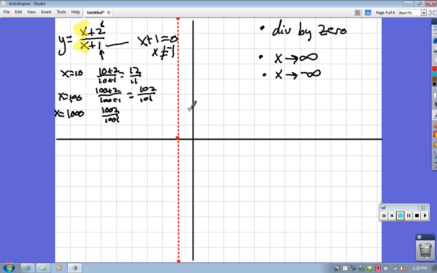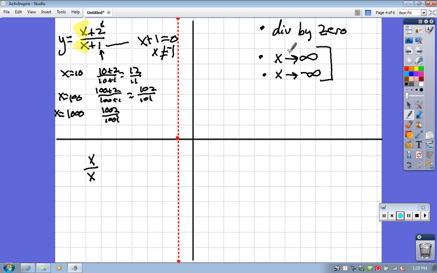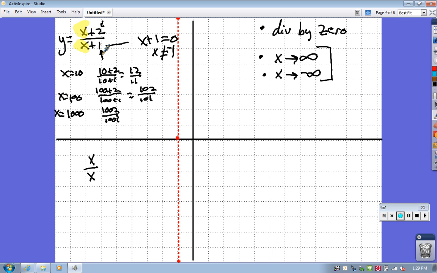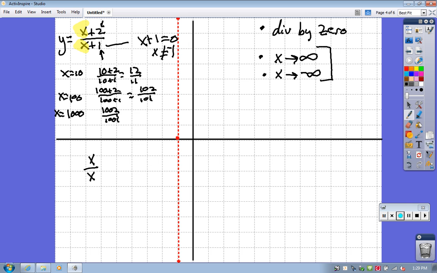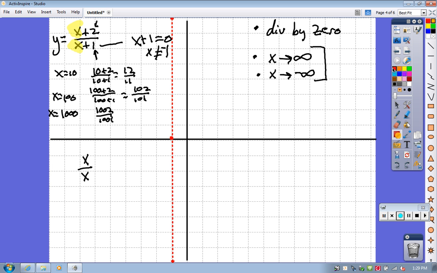What does that mean? So what we can do is ask this question: what happens as x gets really big? What happens as x gets really big negatively? By just looking at x over x, which is just 1. So notice that as x gets really big positively, this thing gets closer and closer to 1 from above. So let me sketch in the asymptote, and I will be doing another example like this as well.